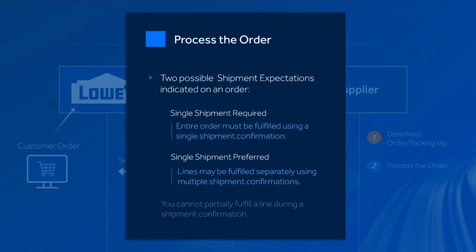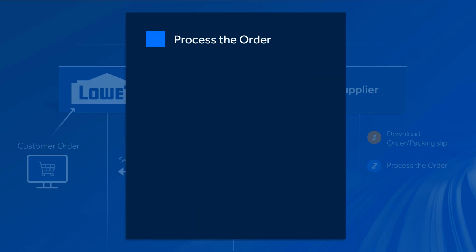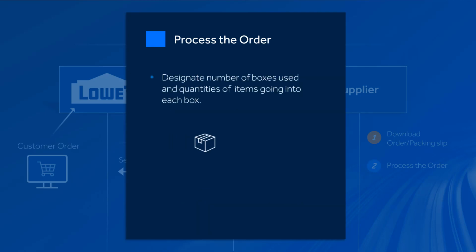Note that during a shipment confirmation, you cannot partially fulfill a line of an order. Any line of an order that you do fulfill during shipment confirmation needs to be filled in its entirety. During the shipment confirmation step, you'll designate the number of boxes you're using for the shipment and the quantity of items from each line of the order that are going into each box.